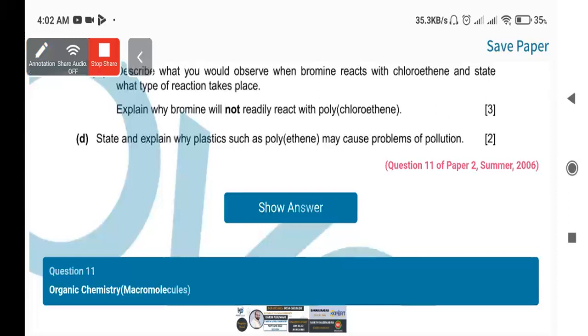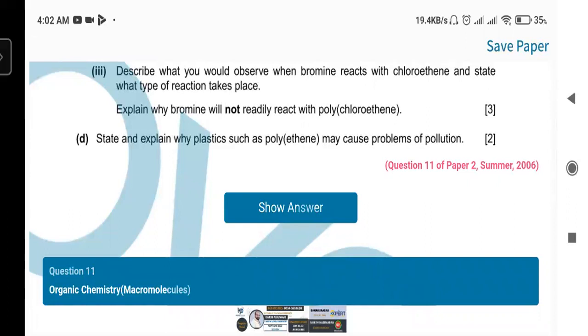Explain why plastics such as polychloroethene may cause pollution. For two reasons mainly. First of all, they are not biodegradable. That means they won't be broken down by reaction with water and using bacteria. They won't be broken down. And secondly, when they're burned, they give out harmful fumes, right? Okay, so these are the two problems.